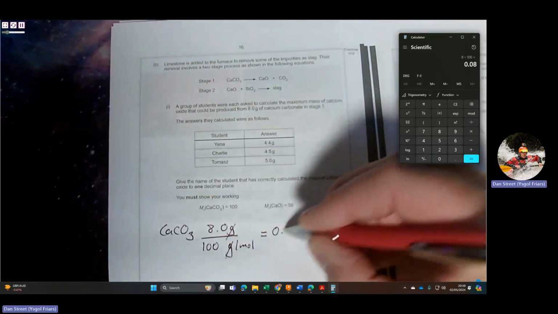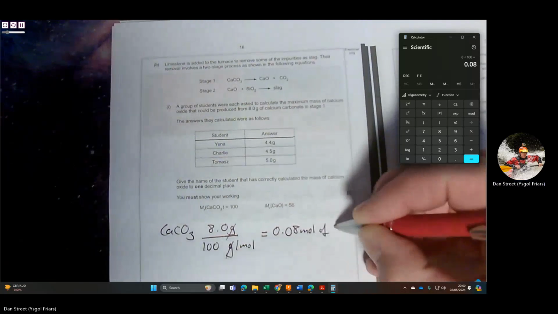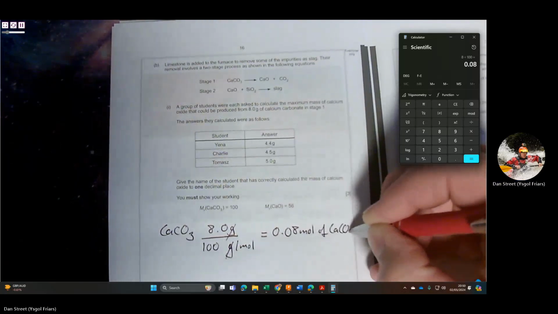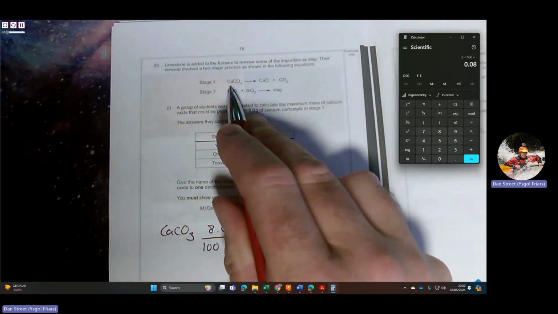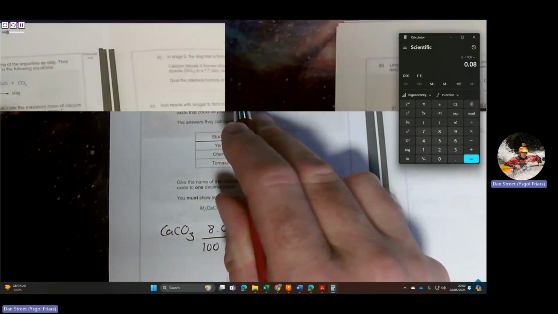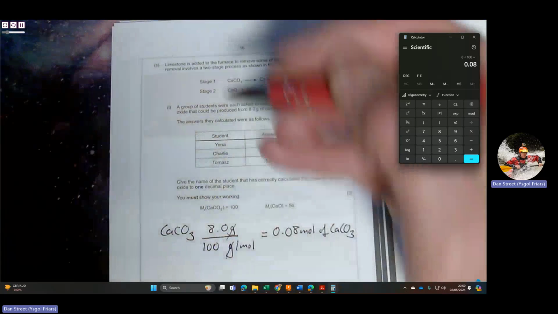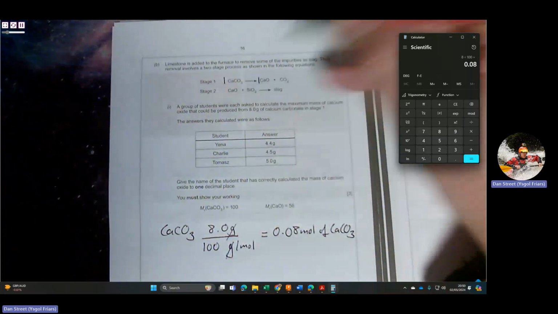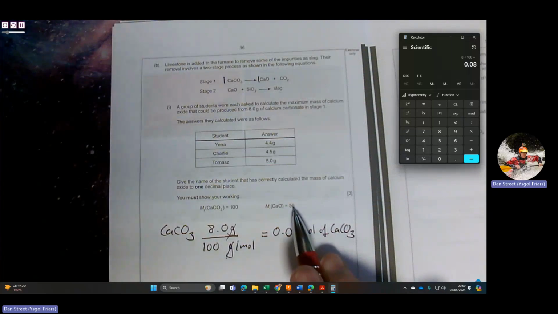So that's 0.08 moles of calcium carbonate, and from the equation, for every mole of calcium carbonate we decompose, we get the same number of moles of calcium oxide. It's a 1-to-1 reaction, so I'll just put that in there to be clear. That tells us that we're going to make 0.08 moles of calcium oxide.